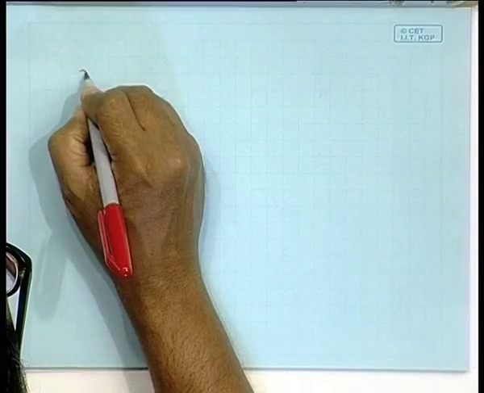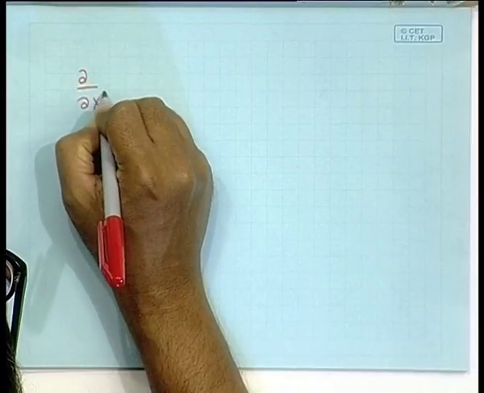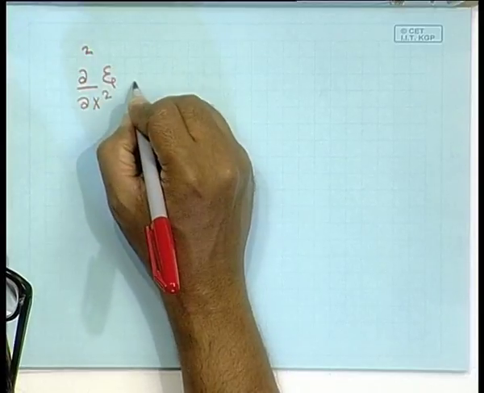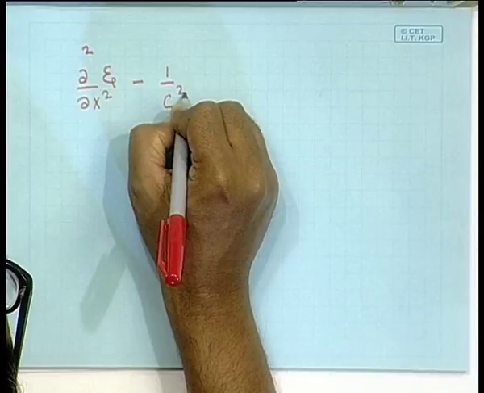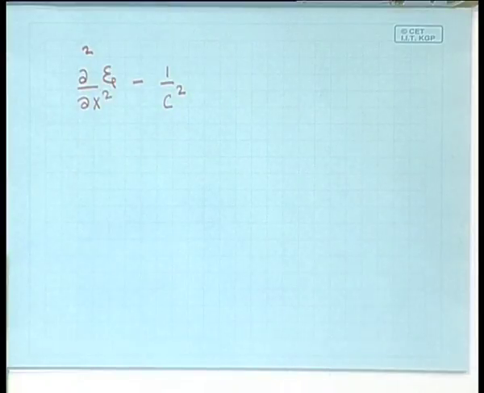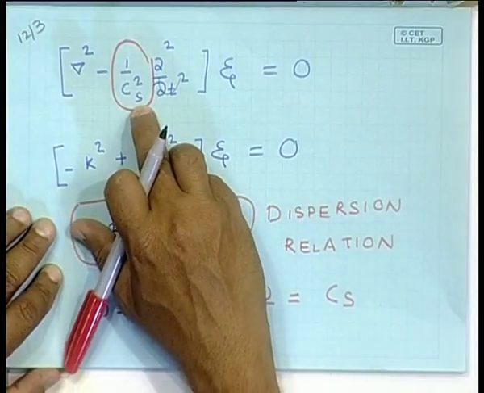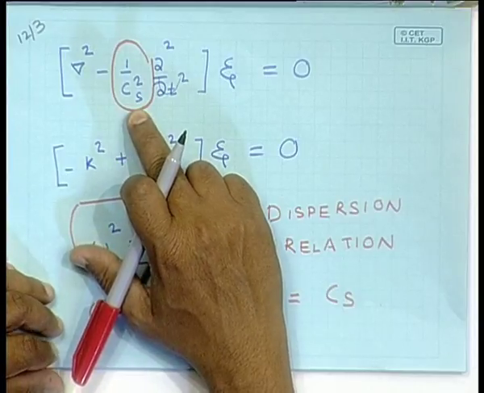You have the second partial derivative with respect to x of xi, minus 1 by c square. Now please note that I am going to use c without the subscript x to denote the phase velocity of the wave. So I am not going to put the s explicitly in all of today's lecture.